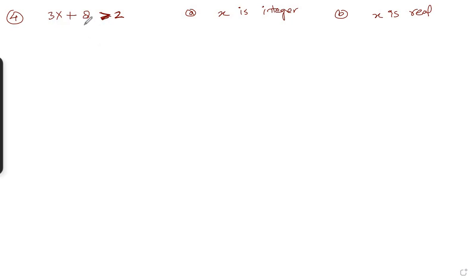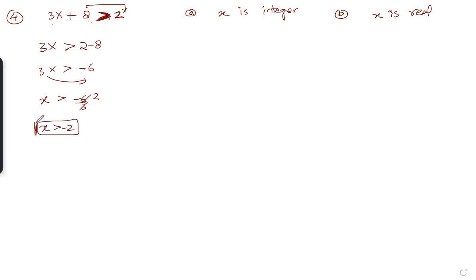So here also, this is the question. 3x plus 8 is more than 2. So notice there is no equal sign. It is just a greater sign. Okay. So 8 will go there. So 3x is more than 2 minus 8. So it will be 3x is more than minus 6. So 3 will go to the other side. Correct? We can take 3 here. So x is more than minus 6 by 3. It will cancel. So x is more than minus 2. This is the condition. X is more than minus 2. Okay. But now the condition, the A part, they are saying x is integer for the A part. Okay. So for integer, what are they asking?